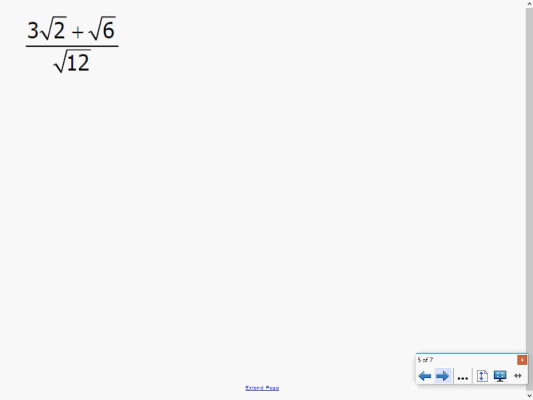Again, I have something that I can't actually divide. I could reduce a little bit if I wanted to. It's not going to be super helpful though. The best way to get rid of this square root of 12 is just to rationalize, which is what we call multiplying by that square root on the top and bottom of our fraction.